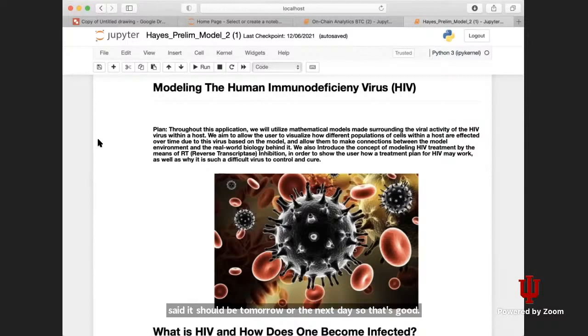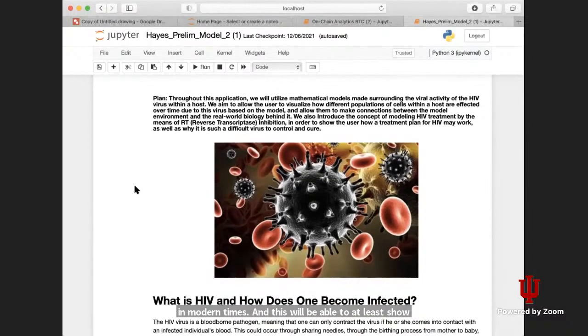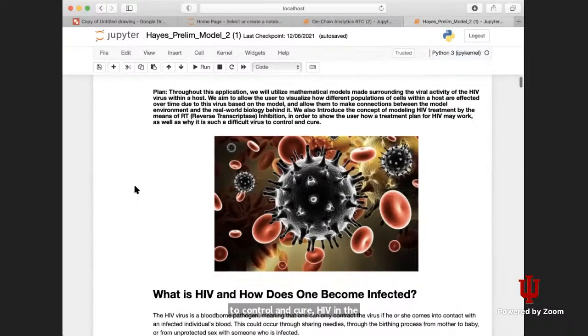So then just to introduce the application that we have right now, we have the initial plan, which is to utilize mathematical models, as we've discussed, to monitor the viral activity of HIV within a host. We also look to model the treatment of this HIV virus by means of reverse transcriptase inhibition, which is one of the main methods used for treating the HIV virus in modern times. And this will at least show the user how a treatment plan for HIV may work and why it is generally difficult for us to control and cure HIV in its viral form.